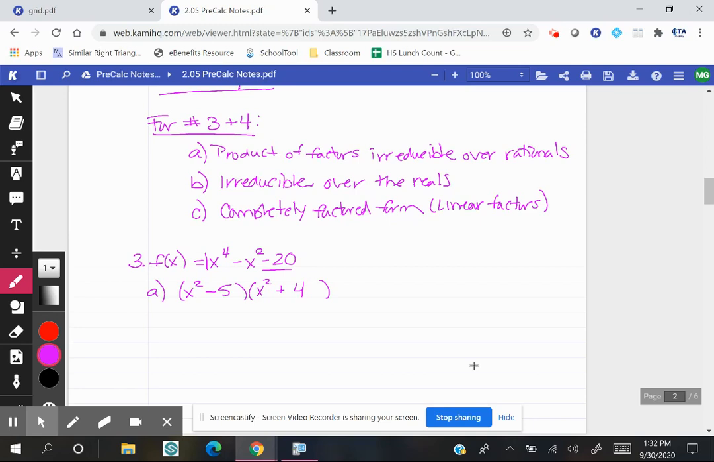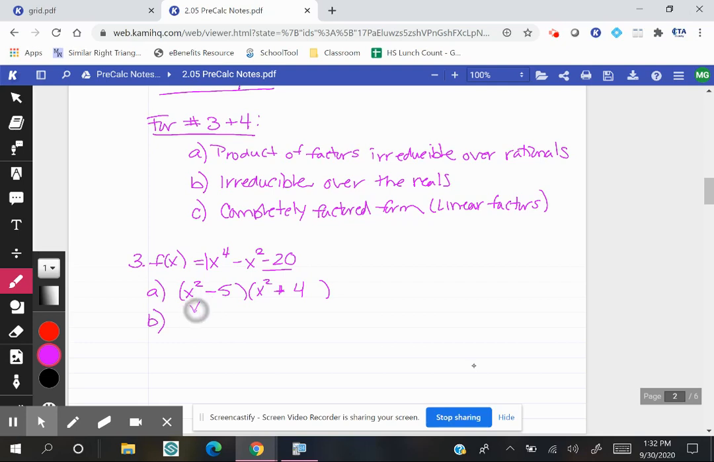Can I break any of these up to make them and keep them rational? So do I have a difference of 2 perfect squares? No, because I have a sum of 2 squares here, and then I have a difference. Okay, so next we're going to move on to irreducible over the real. So now I just want real numbers, but I don't care if they're rational or irrational.